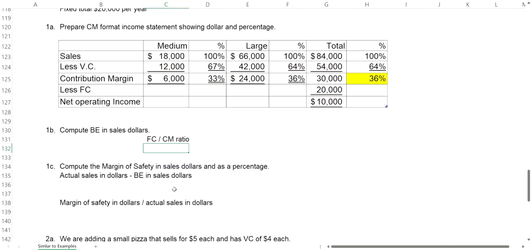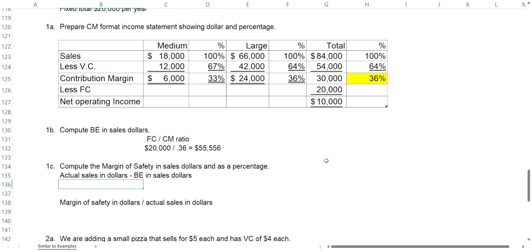Okay. 1B, it says, what is the break even in sales dollars? Well, we learned one way you can get break even in units is to take fixed costs and divide it by contribution margin per unit. Another way you can get break even in sales dollars is to take the fixed cost, which in this case is 20,000, and divide it by the contribution margin ratio, which I calculated for both pizzas together, highlighted here in yellow, is 36%. So when I do that, I get break even in sales, and I'm going to round to the nearest dollar here, of $55,556.